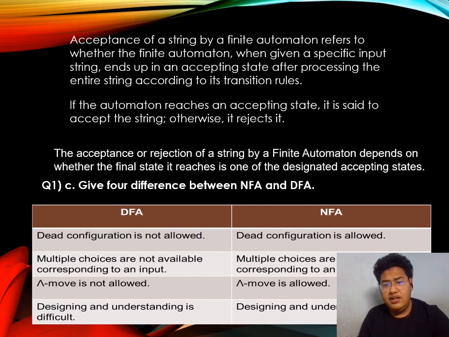So the third part of our first question is that we have to differentiate between NFA and DFA. NFA is the non-deterministic finite automata and DFA is the deterministic finite automata. In DFA, a dead configuration is not allowed, and in NFA a dead configuration is allowed. In DFA multiple choices are not available, in NFA multiple choices are available. In DFA an epsilon move is not allowed, in NFA a move is allowed. Designing and understanding DFA is difficult, while designing and understanding NFA is not that difficult.